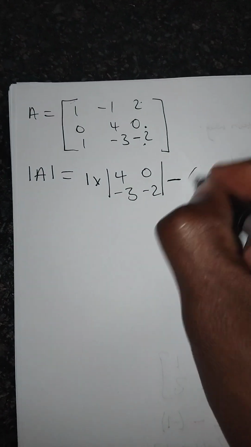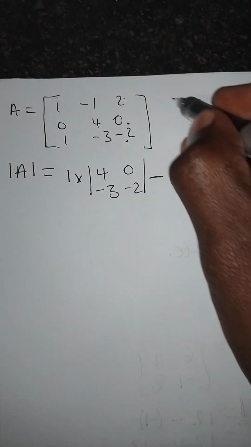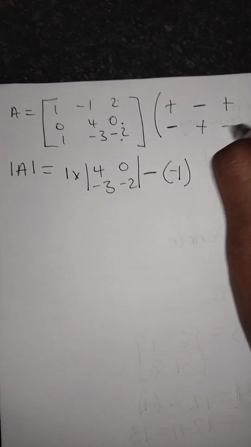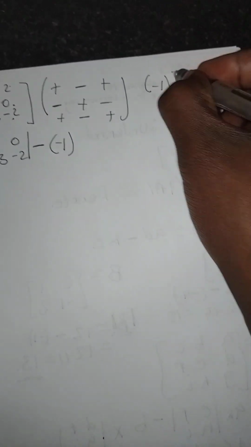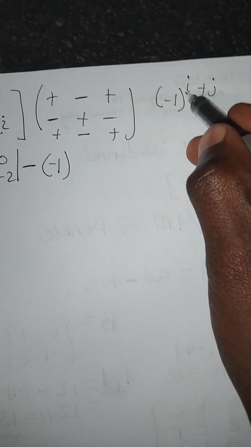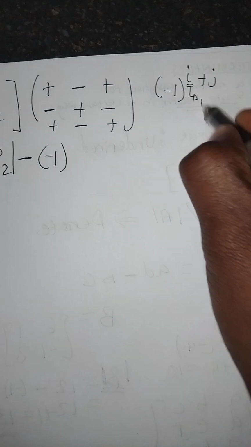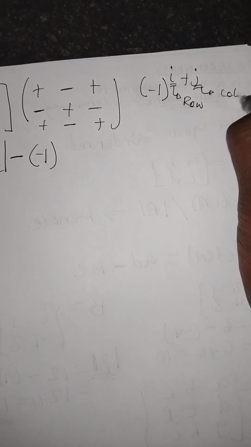Then I say minus, then we have minus 1. Basically, how I go about the signs is that I have plus, minus, plus, minus, plus, minus, plus, minus, plus. Then I use -1 to the power i plus j. For those who are confused about where the signs are coming from, it's -1 to the power i plus j, where i represents rows and j represents columns.